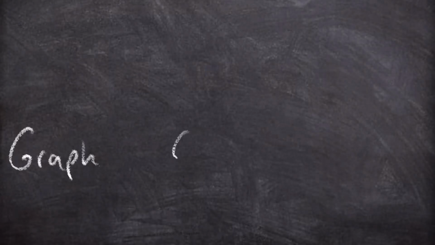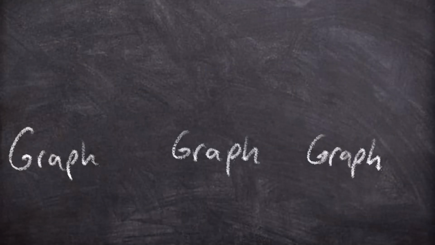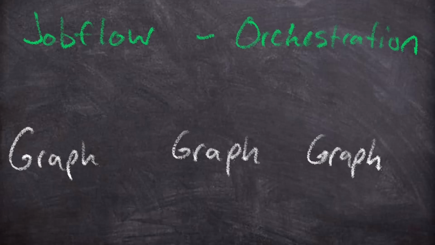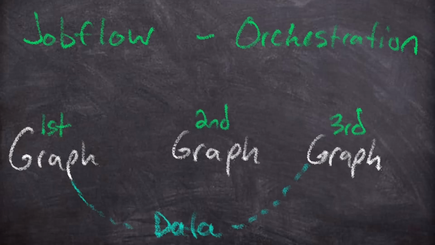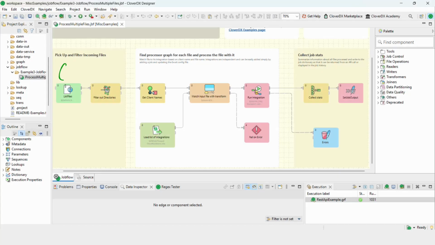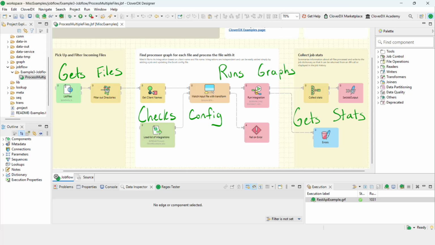Previously, we looked at graphs, and today we're going to look at a job flow. Job flow is one layer higher than a graph in what we call the orchestration layer. This is where we can control how and when graphs run, as well as use the output of one graph to run another graph. This job flow takes all the files from a folder, checks a configuration file to know which graphs to run on which files, runs the appropriate graphs, and finally gets the statistics for the graph runs. Let's take a look at it in more detail.